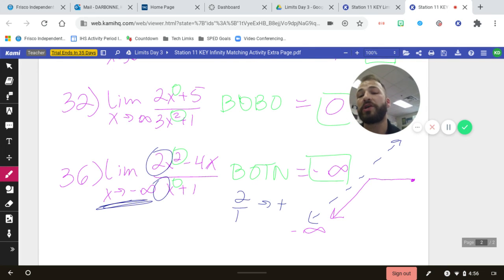Okay, so when you're doing bottom, you use the leading coefficients to determine the slant of your asymptote, if it's going to be a positive slope or a negative slope. And then you use which infinity you're going towards to know if you're going to go from the right to the left or if you're going to go from the left to the right.